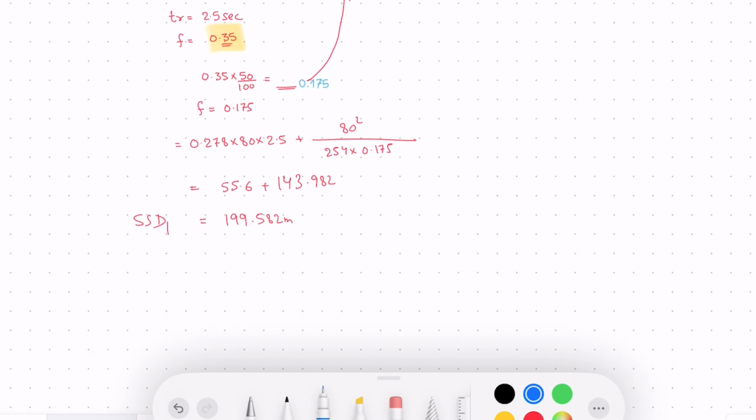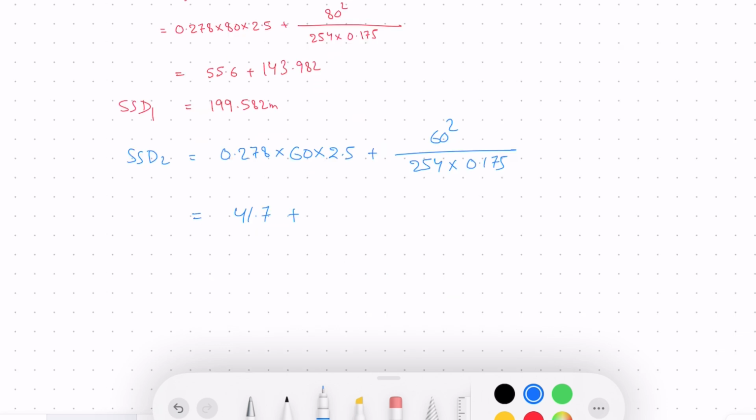Following the same process for SSD 2, so we have 0.278 into V, which is 60, TR is 2.5, plus V square, 60 square divided by 254 into 0.175. So this will come out to be 41.7 plus 80.990. So total will be 122.690 meter. So this is your SSD 2, this is your SSD 1.